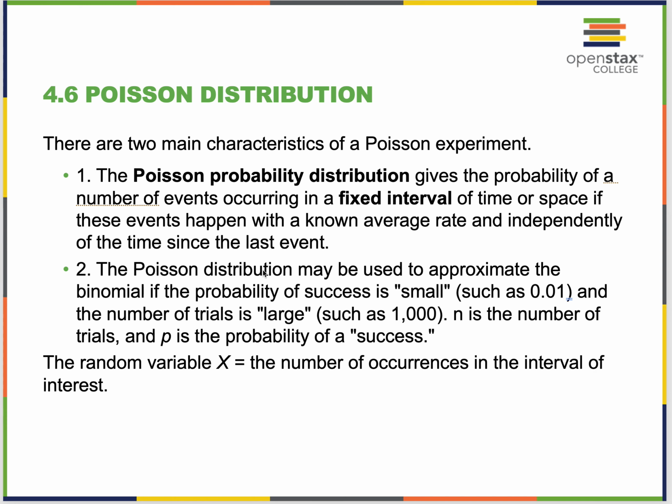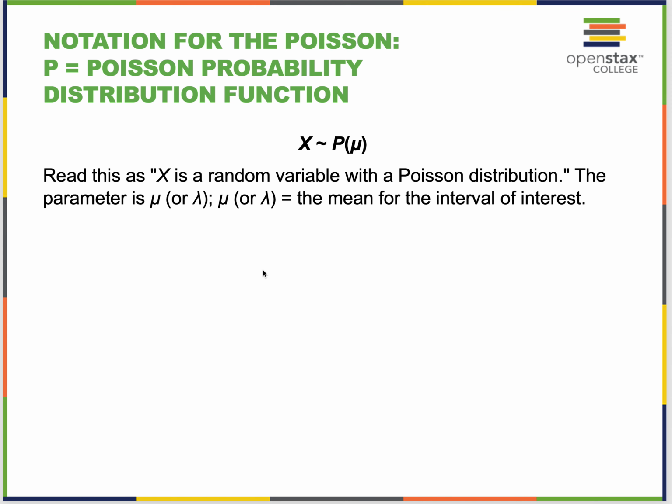The Poisson distribution may be used to approximate the binomial if the probability of success is small, such as 0.01, and the number of trials is large, such as 1,000. N is the number of trials, P is the probability of success. So the random variable X equals the number of occurrences in an interval of interest. So this thing has a Poisson distribution with only one parameter.